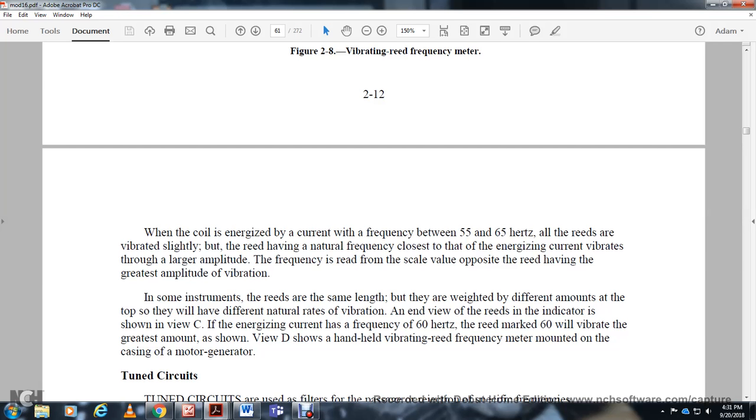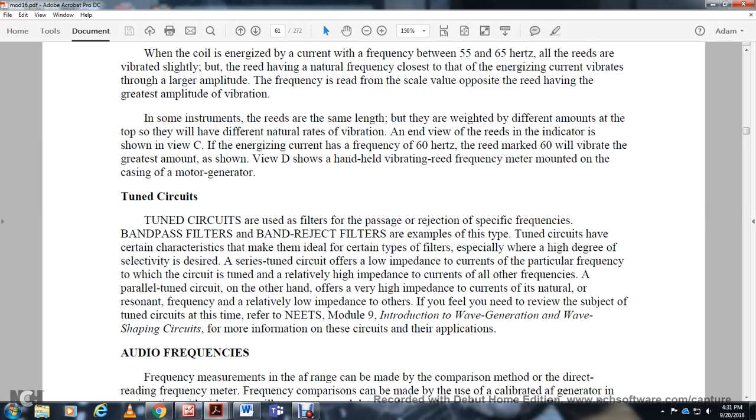Some instruments read with reeds of the same length but with different weights, giving a different nature of vibration, and the reed is read with the indicator. When energized with current at a frequency of 60 hertz, the reed marked 60 will vibrate with the greatest amplitude. Also shown is the handheld vibrating reed frequency meter, on the gauge casing with a mounted generator.